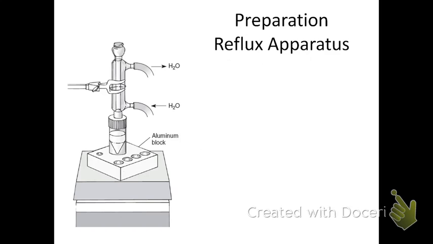So the first part of this experiment is setting up the reflux apparatus. The reflux apparatus consists of a conical vial in an aluminum block. So this is the conical vial.